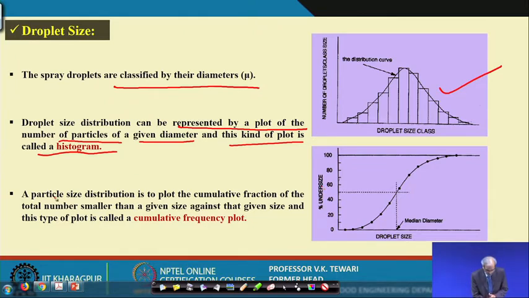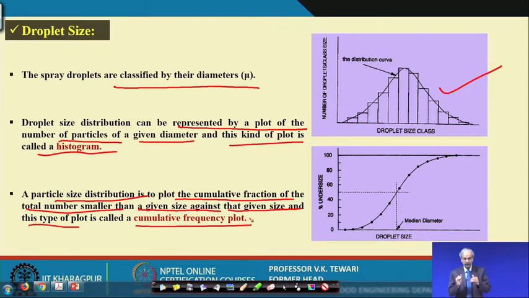Now, when you are talking particle size distribution, it could be a cumulative fraction of the total number smaller than a given size against that given size, and this type of plot is called a cumulative frequency plot. This is important because then you would like to know what is the exact name that we have given: volume median, or mass median diameter and all that.